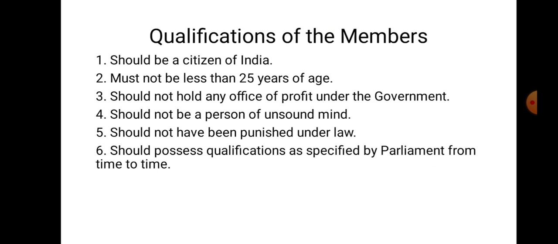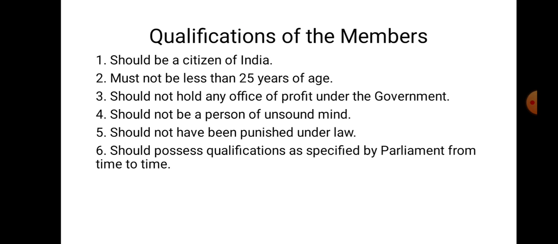Now, let us see what qualifications are required to become a member of Lok Sabha. As we said, he should be a citizen of India. Secondly, he must not be less than 25 years of age. What is the age we set for Rajya Sabha? It is 30 years, 5 years more than this. For Lok Sabha, it is 25 years, and he should not hold any office of profit under the government.